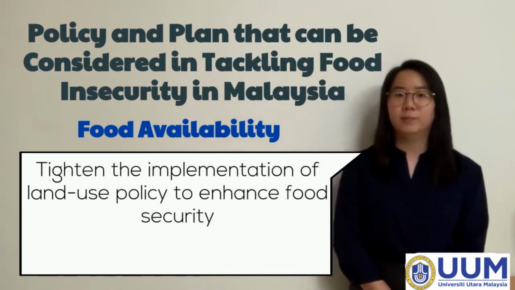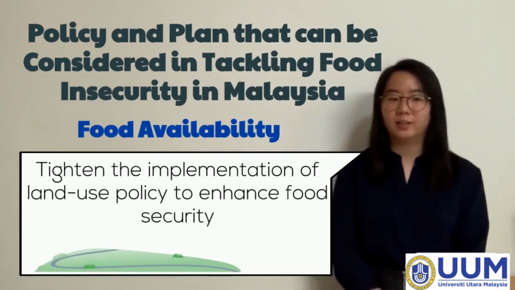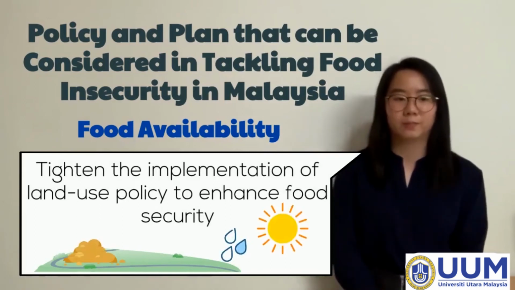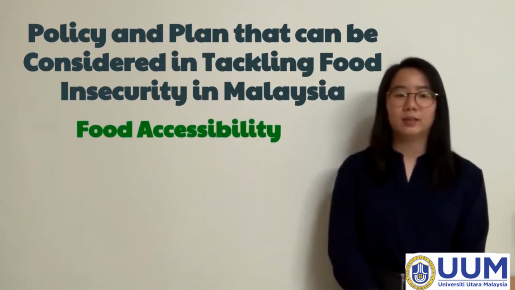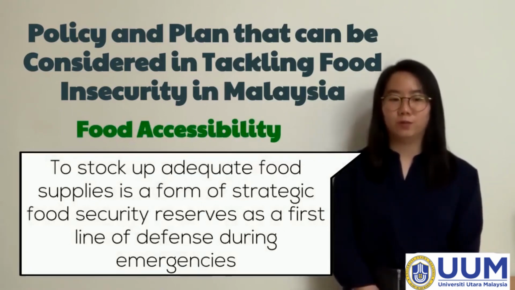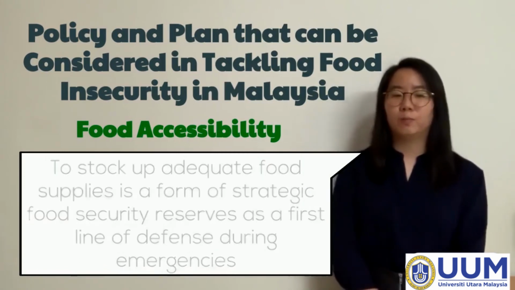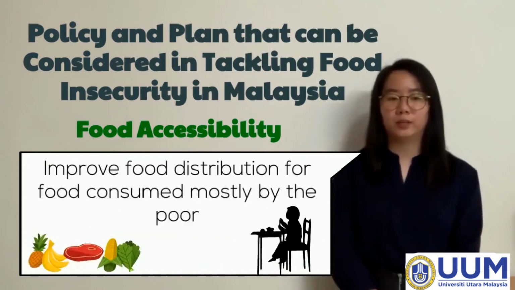For example, the Malaysian government should set aside adequate areas of agricultural lands and other natural resources for production. For accessibility, to stock up adequate food supplies is a form of strategic food security as a first line of defense during emergency. Next, we should improve food distribution for the poor.